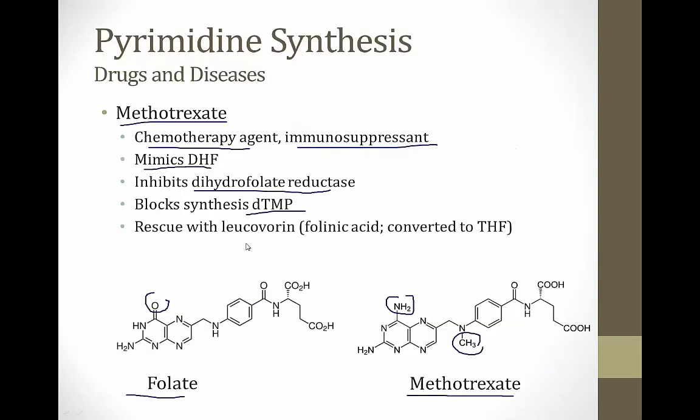Cancer patients who are given methotrexate can suffer from bone marrow suppression, and the bone marrow can be rescued by giving a drug called leucovorin, which is folinic acid. This is a drug that's converted to tetrahydrofolate inside of the body, therefore bypassing the dihydrofolate reductase molecule.